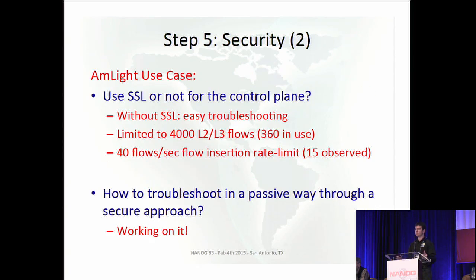So in our case, we decided to go without SSL. This makes our life a little easier for troubleshooting because, again, everything here is new and we are always seeing things that we need to work on. We limited the slice to 4,000 flows, all of them using layer 2 and layer 3 matches. Today we have something around 306, and we limited it to 40 flow inserts per second. Today we see that 15 is more than enough. Most of the time it's communication for LLDP and topology discovery. And we're still working on troubleshooting in the passive way.